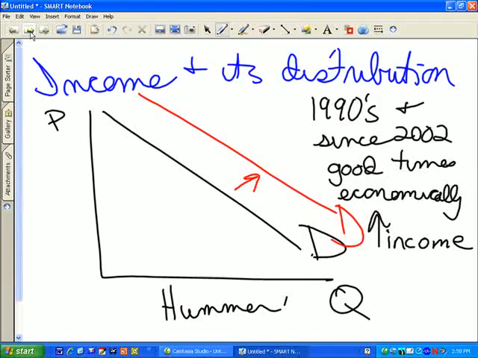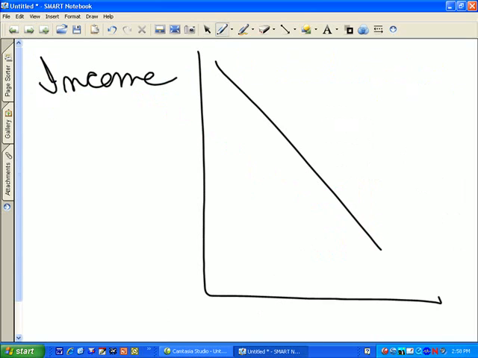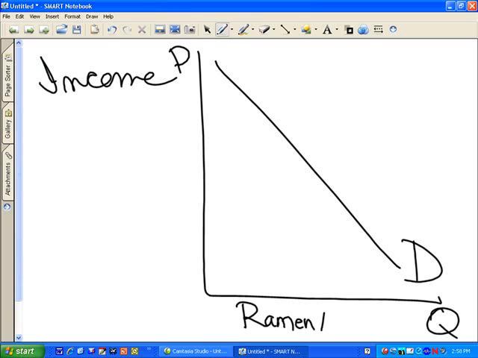Now, there is a problem with this. We can't say that this is definitely so. Let me do another example related to income. The example that I'm going to do is related to one of our favorite foods, especially as college students, Ramen Noodles. Or sometimes these are called noodles in a cup. This is the styrofoam cup that you can buy, and you add some water, microwave it, and you eat it. It's a meal in a cup.